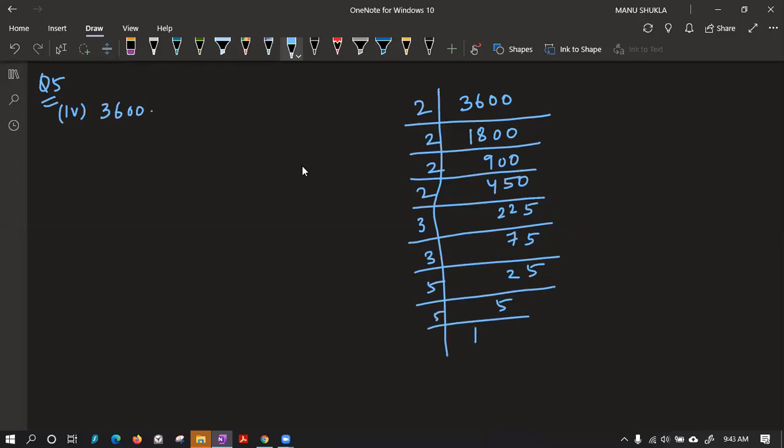So we can write 3600 as how many times 2? 2 into 2 into 2 into 2, multiplied with 3 two times, then 5 two times. So the answer is, Tushita is correct. Her answer is 2 power 4, 3 power 2, 5 power 2. Very good. Others, I hope you have also found the answer. The answer is 2 power 4 into 3 power 2 into 5 power 2. Any problem in this? Please ask.